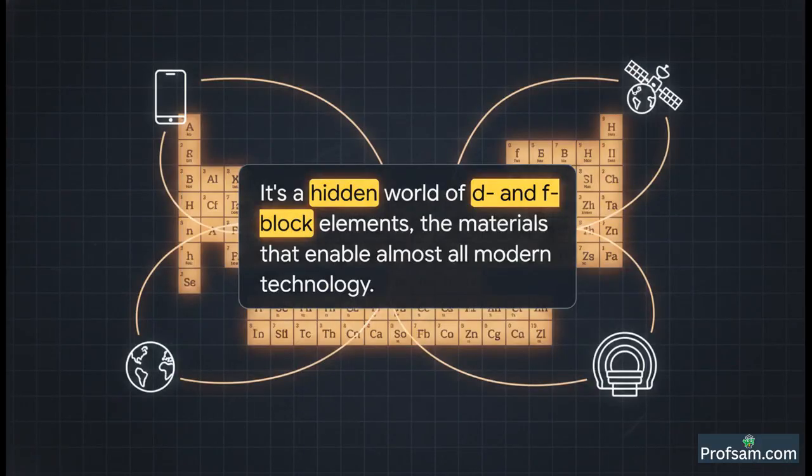Well, the secret lies with some very special elements from our periodic table, the D and F block elements. You see, these are the hidden materials that make almost all our modern technology work. And by looking at their applications, we'll get a much better feel for their unique chemical properties.